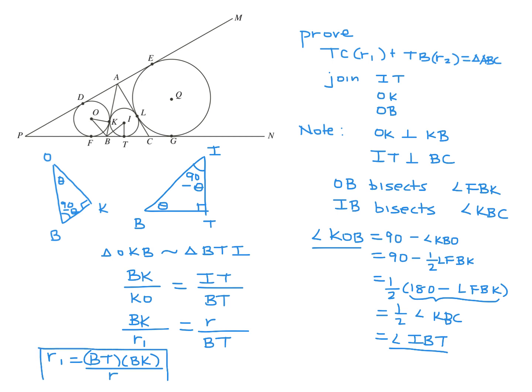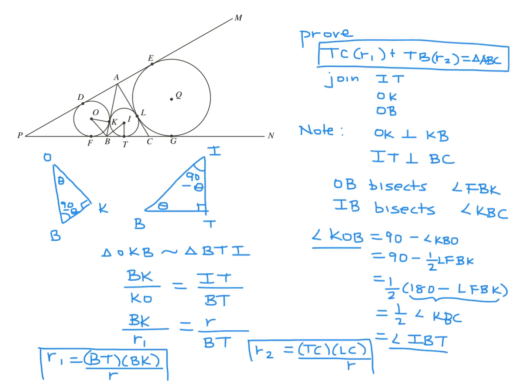And in a very similar way, you will be able to also conclude that R2 is equal to TC times LC all over R. So it's going to be the exact same process that I did here. I'll let you do that, but it's identical in terms of its methodology. Okay, so far so good, right? We've got some pretty concrete results. And let's keep the eye on the prize here. That's what we're trying to prove.